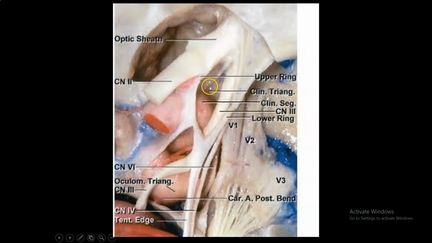Another time: the clinoidal triangle; the oculomotor enters the oculomotor triangle; the trochlear nerve, we have the supra- and infratrochlear triangles; V1, V2, there is a triangle; V2, V3, there is another triangle; and posteriorly, Glasscock's and Kawase's.